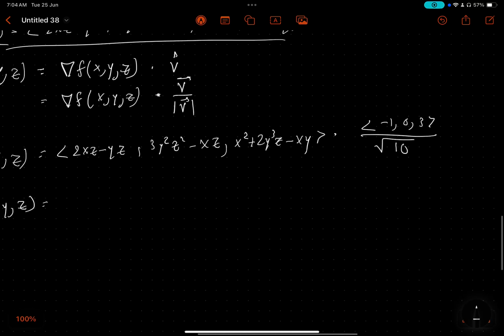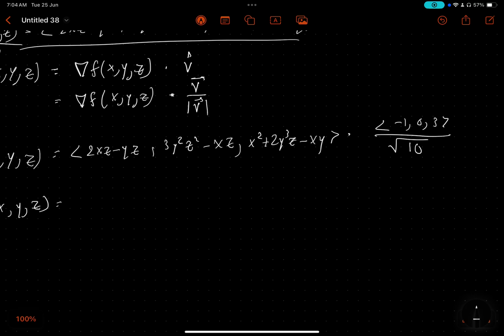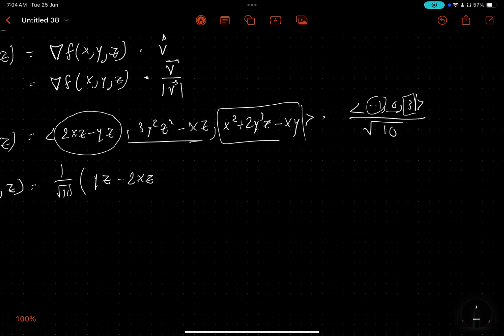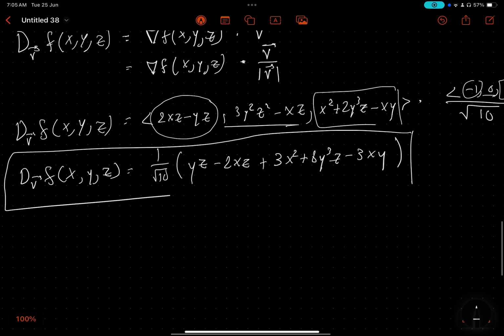equals, so this is minus 1, so we're going to have first 1 over square root of 10 times yz minus 2xz. I'm multiplying this with this, and then multiplying this with 0, and then multiplying this with 3. So these go together. Then we have 0, so we don't write anything, and then we have 3x squared plus 2y to the 3z, minus, no, 6 divided by 3, remember, 3xy. Do we have any terms that we can cancel out? y, z, x squared? No, I don't see any terms that we can cancel. So this is basically the general directional derivative of f in the direction of v.